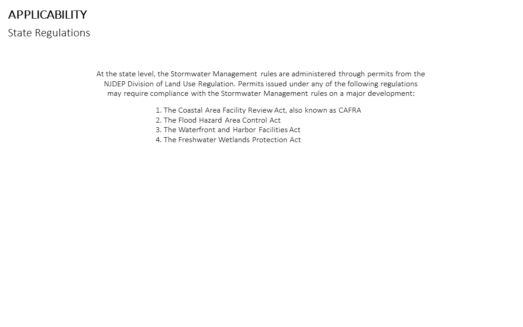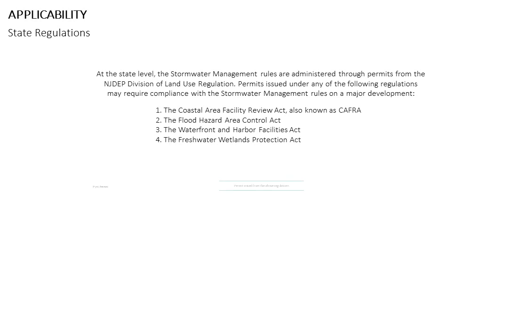Under the Division of Land Use Regulation, a major development for stormwater management is defined as any project that results in the disturbance of 1 or more acres of land or increases the impervious coverage by 1/4 acre or more. All major developments which require one of these permits are reviewed for compliance by the NJDEP Division of Land Use Regulation, regardless of whether they are considered a major development by local regulations.